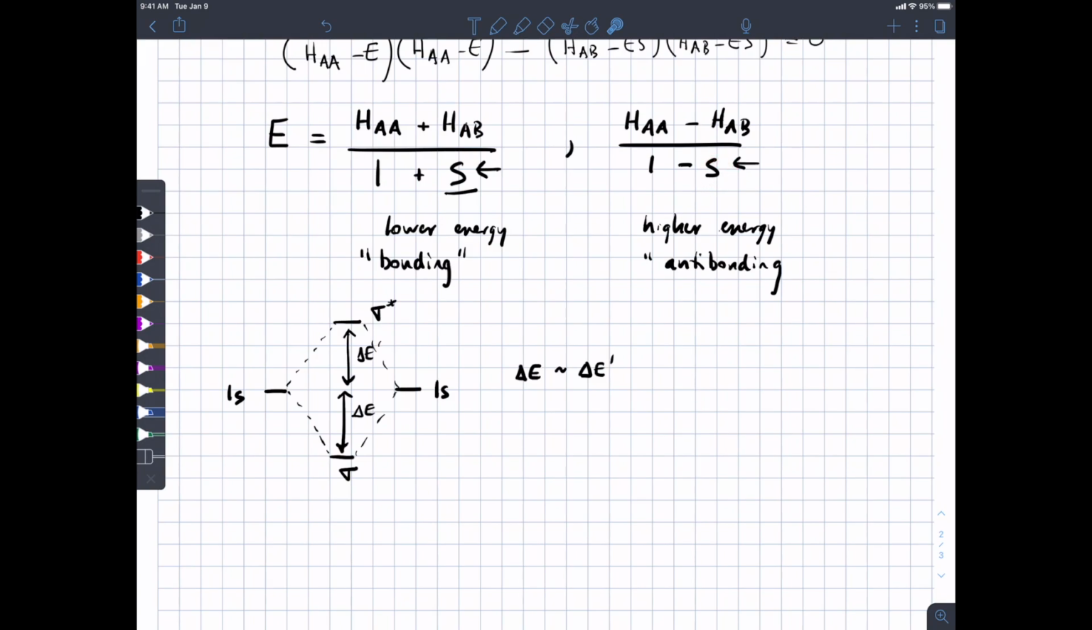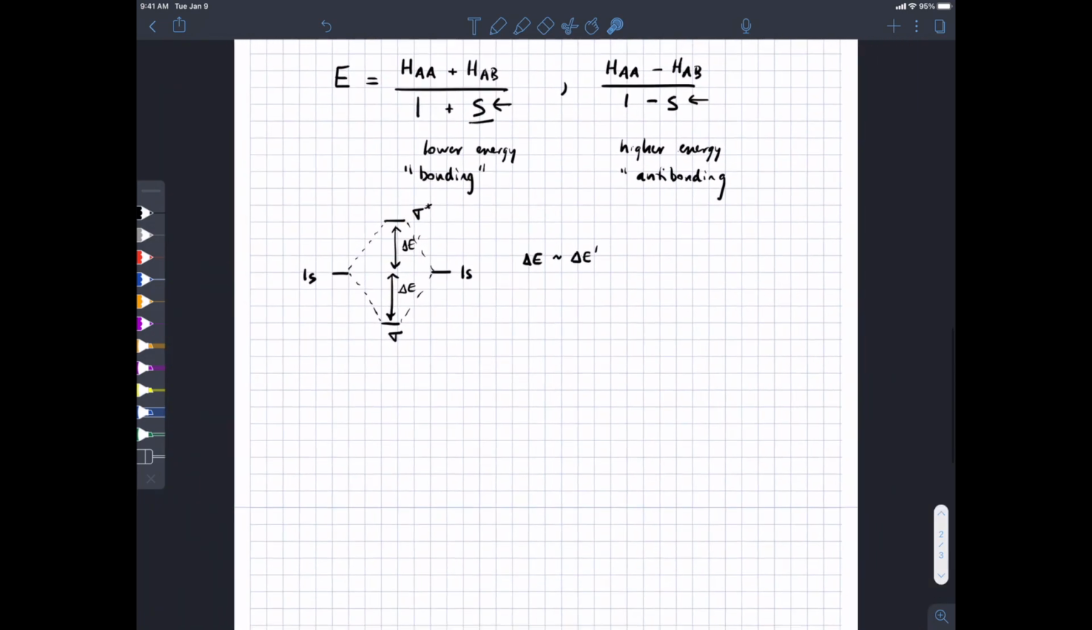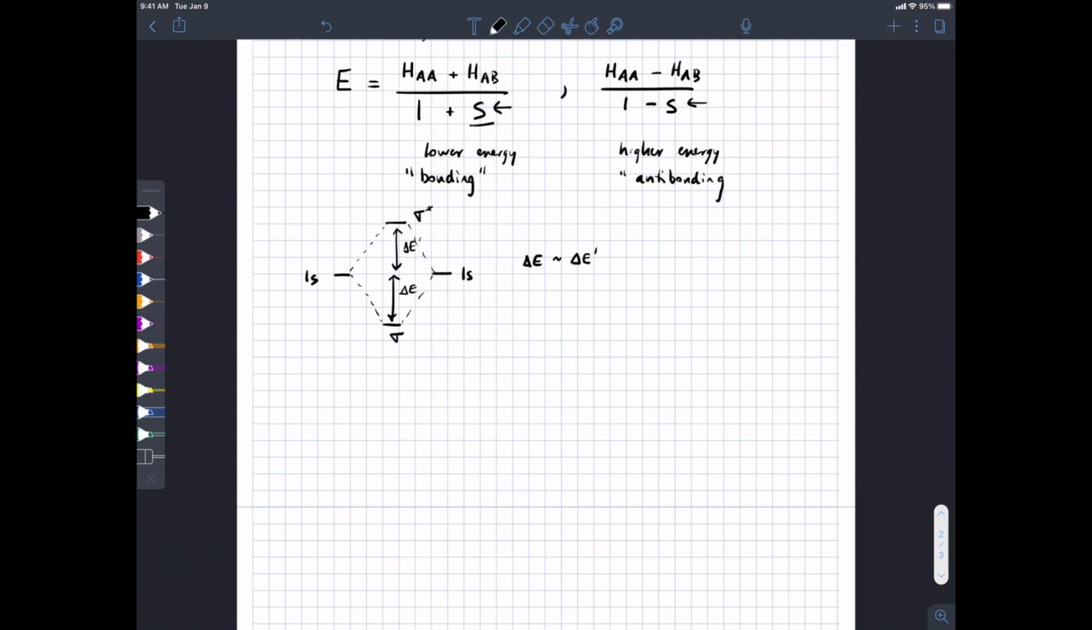How about on the anti-bonding term? If S is 0.2, the denominator goes to less than 1. So if we're dividing by 0.8, what's the effect going to be on this number? Is it going to be lower in magnitude or higher in magnitude than it would otherwise have been? Higher. Remember, HAB is a negative number. Minusing a negative number is like a positive number. So the effect of that overlap integral is to make the antibonding orbital even more destabilizing than the bonding orbital is stabilized.